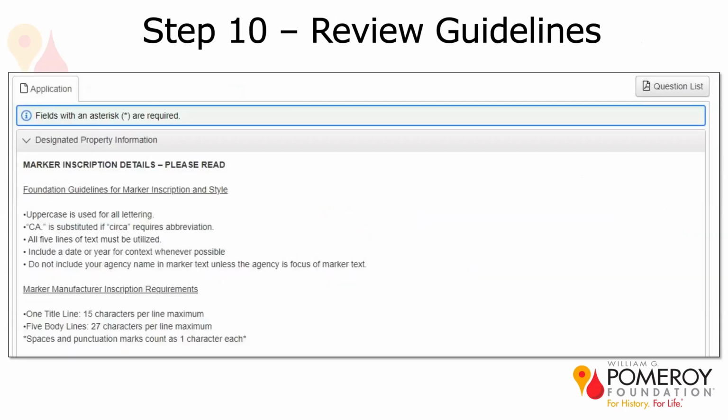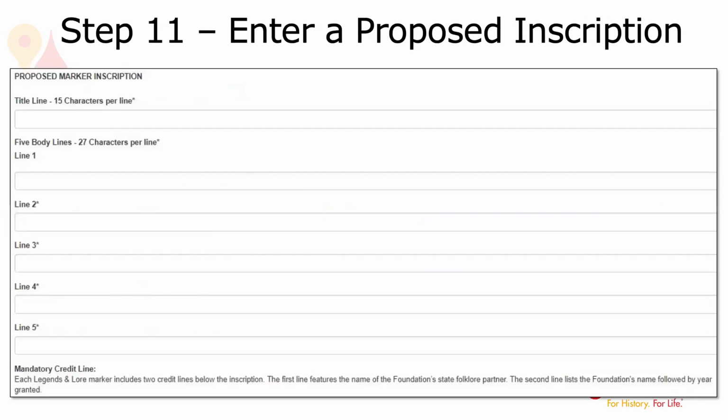The first section of your application is titled Designated Property Information. Be sure to carefully read all of the introductory instructions and guidelines at the beginning of the section. There's several important points that you should keep in mind. When you're at this point in the application process, you should already know the subject of what you want to commemorate on your Legends and Lore marker.